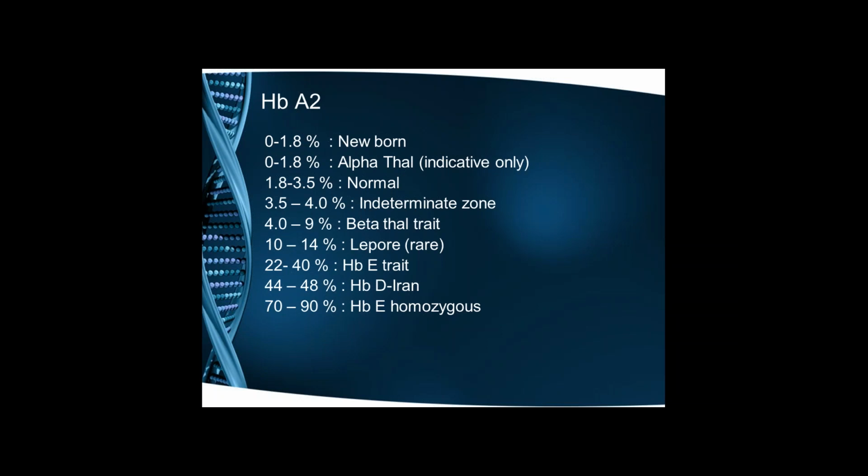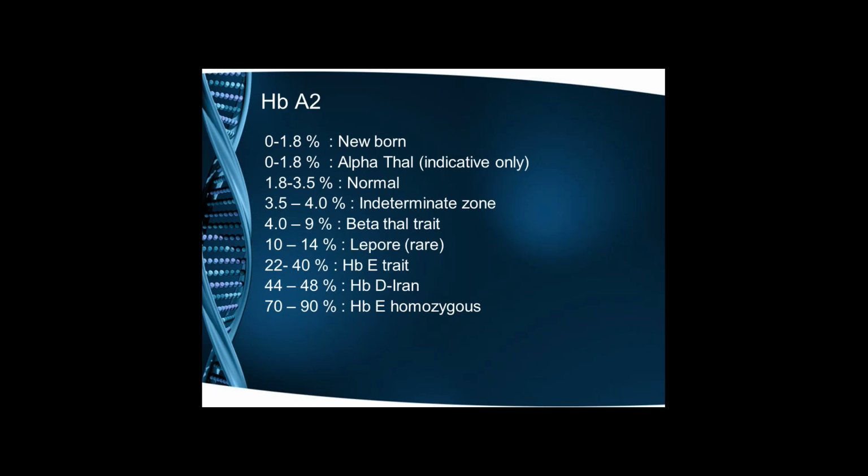So here is a list of various HbA2 levels. This is something that everyone should have on their desk if you are interpreting an HPLC. You should learn it by heart. Anything less than 2% is suspicious of alpha thalassemia; between 4 to 9%, beta thalassemia trait; between 10 to 14%, it is Lepore, which is very, very rare in our country; 20 to 40%, HbE trait. If it is between 40 to 50%, we should suspect HbD Punjab. If it is 70 to 90%, we should suspect HbE homozygous.